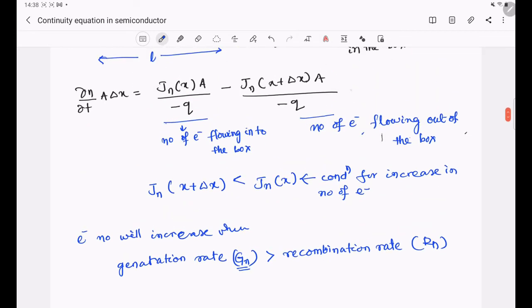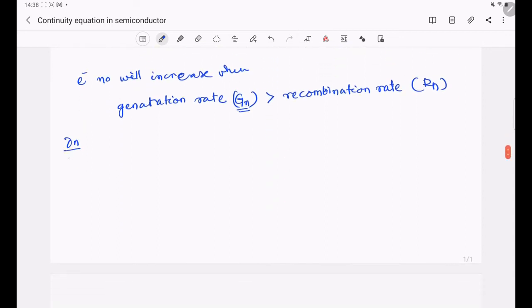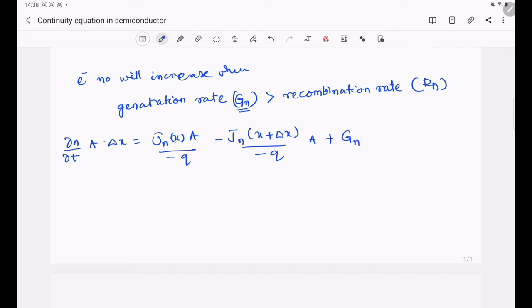So now this equation can be rewritten. Here we will add two parameters, that is Gn and Rn, to this equation, and the continuity equation will be Jn x into A by minus q, minus... then we will add the rate of generation. As I have mentioned, the unit of rate of generation is number of electrons generated per unit volume.